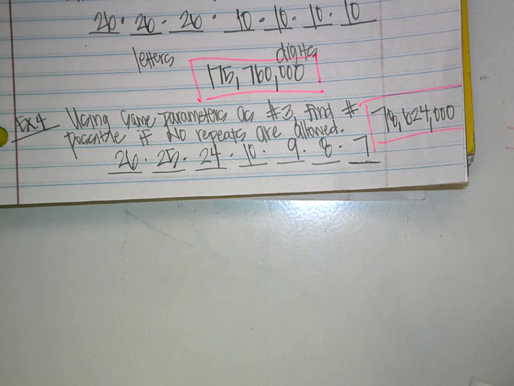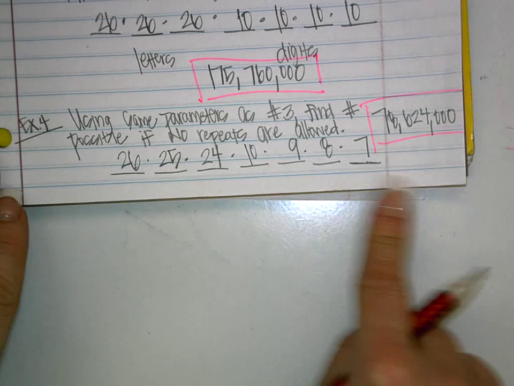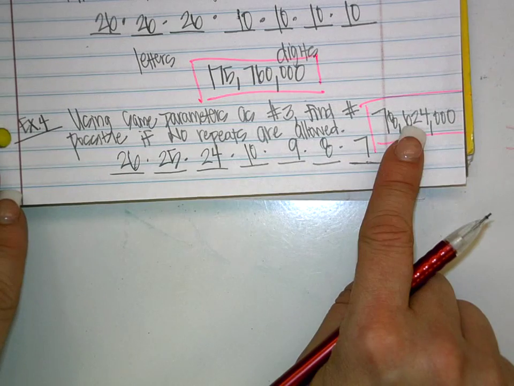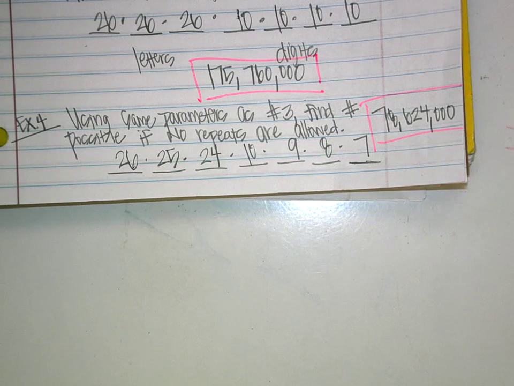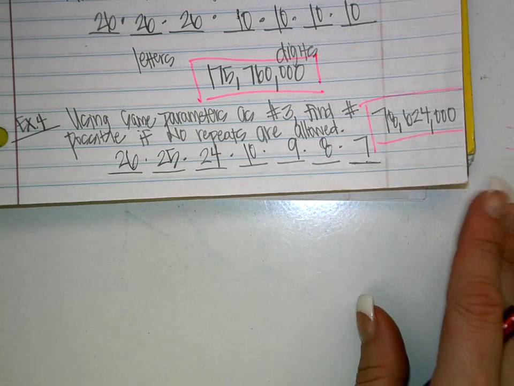Questions on how we did that? Not too bad, right? So literally, fundamental counting principle means write out the number of spaces, write in your possibilities, multiply together. That's it. I make it as simple as possible. Write out the number of possibilities, multiply together.